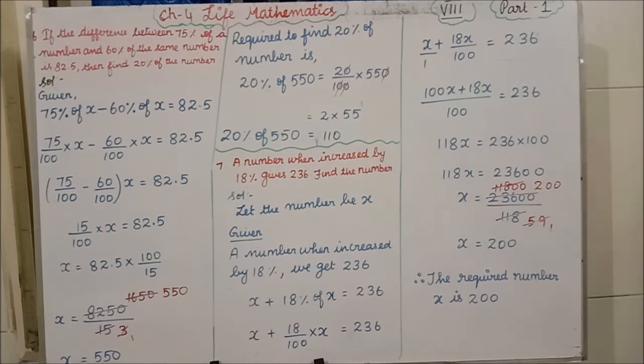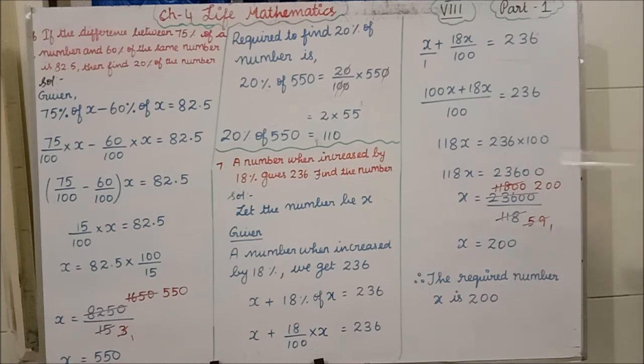The next step, I am doing the cross multiplication, because here the denominators are different. So 100 into x is 100x, plus 1 into 18x is 18x, divided by 100s are 100, equal to 236. Clear? So 100 plus 18 is 118x equal to 236 into 100.